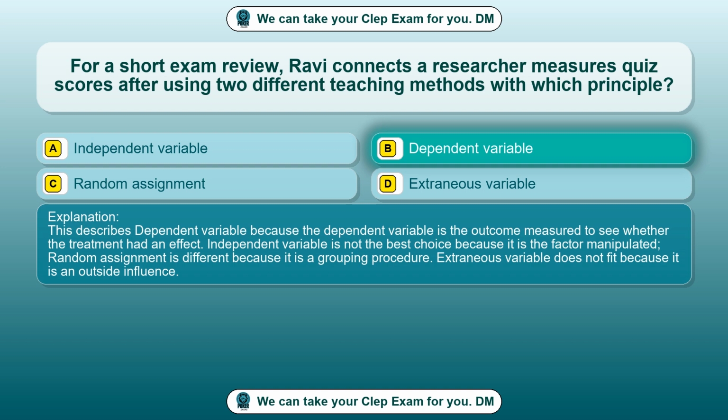This describes dependent variable because the dependent variable is the outcome measured to see whether the treatment had an effect. Independent variable is not the best choice because it is the factor manipulated. Random assignment is different because it is a grouping procedure. Extraneous variable does not fit because it is an outside influence.